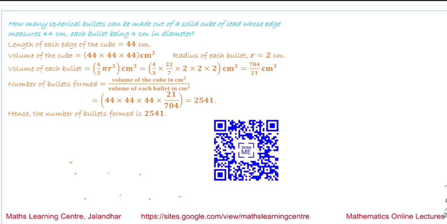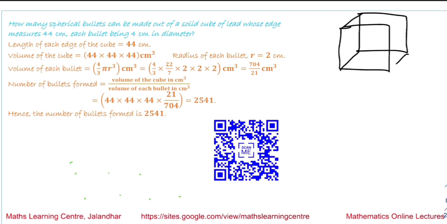Next is, how many spherical bullets can be made out of a solid cube of lead whose edge measures 44 centimeter, and the diameter of each bullet is 4 centimeter. So we have the cubical block whose side is 44 centimeter, and height is 44 centimeter. We have to make spherical bullets of diameter 4 centimeter, so the radius will be 2 centimeter.